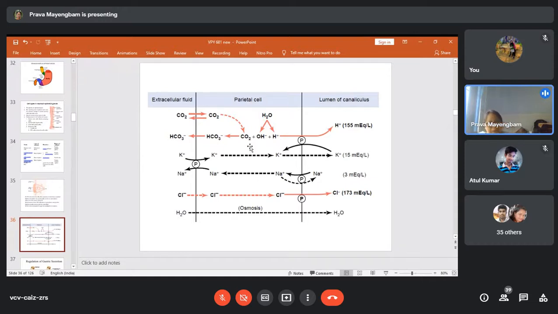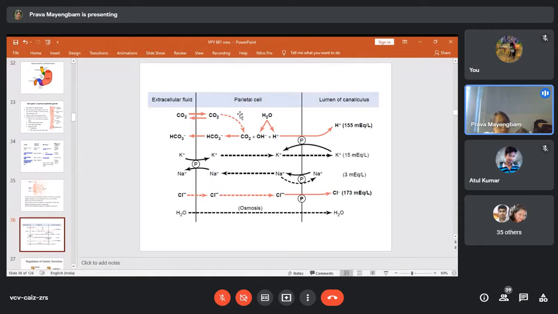Then the hydroxyl ion combines with the carbon dioxide which has diffused from the extracellular fluid, forming bicarbonate. The bicarbonate so formed is ready to go to the extracellular fluid. That means when one hydrogen ion is formed over here, one bicarbonate ion will be released from the parietal cell to the extracellular fluid.